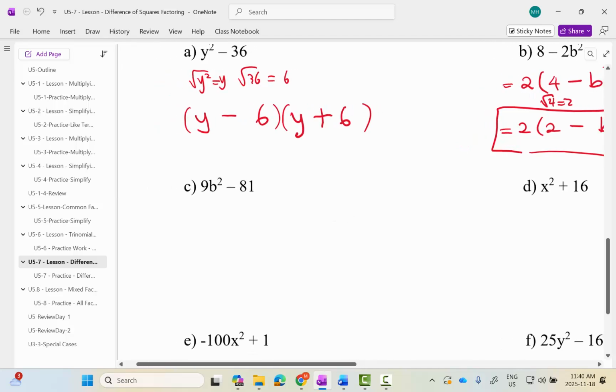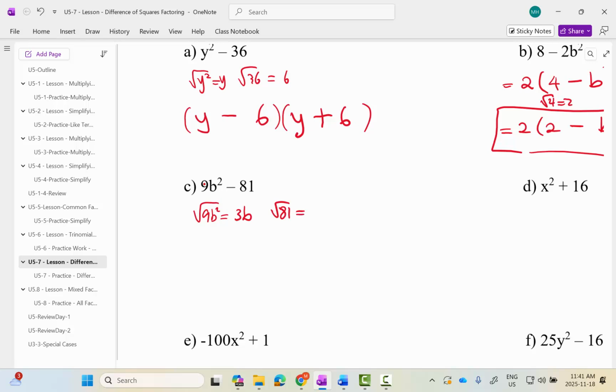Okay, so now we have C. Does it look like we can square root everything here? Yes. We can square root 9 and b squared. We can square root 81. So if we square root this front part, 9b squared, we get what? 3b, right? Because 3b times 3b will give me 9b squared. And what times what gives me 81? So can I square root 81 to get a whole number? That is 9. Okay, so this is a difference of squares, yes.